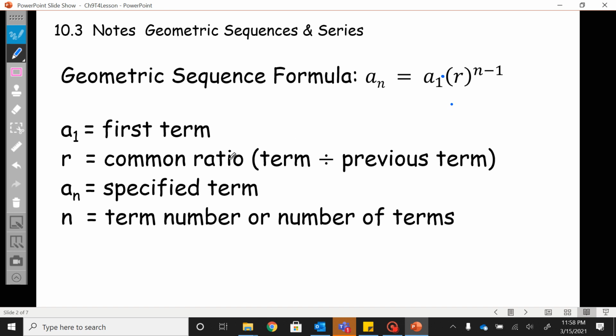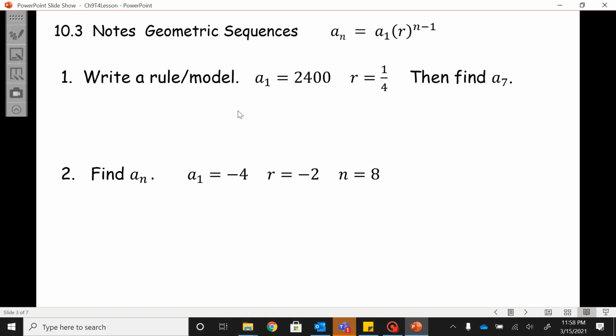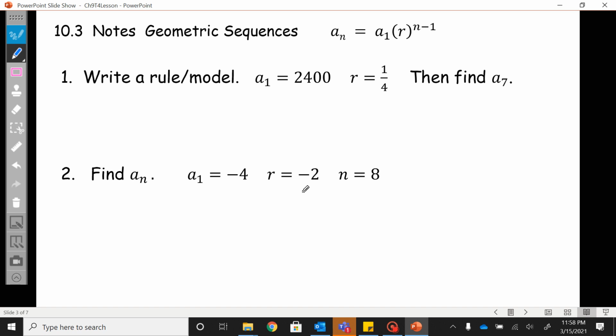Where a1 is the first term, r is the common ratio, which you can find by taking a term and dividing by the previous term. An is a specified term, could be the last term, whatever the term is, and n is the number of terms. Let's use this to write a rule or model that can be used to describe a geometric sequence. All right, so first term 2400, the common ratio is 1 over 4. We need to write the formula and then use that formula to find the seventh term.